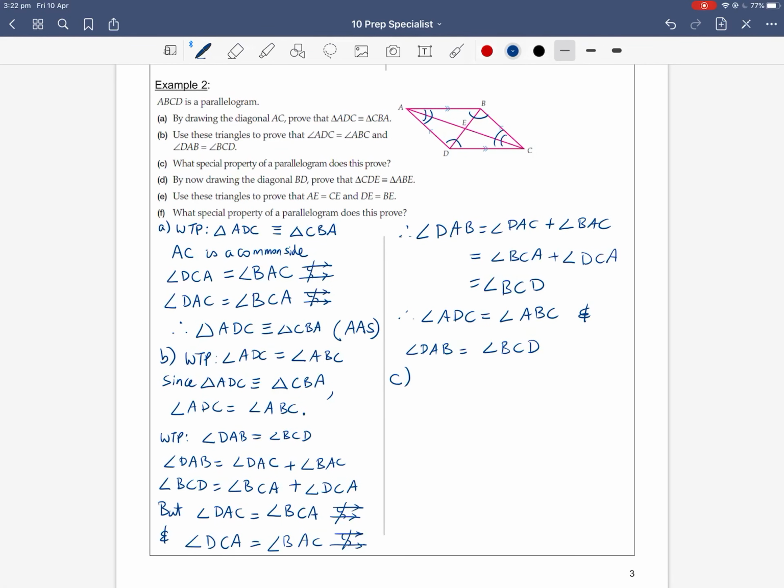So part C, it's saying the property proved is that the opposite angles of a parallelogram are equal.